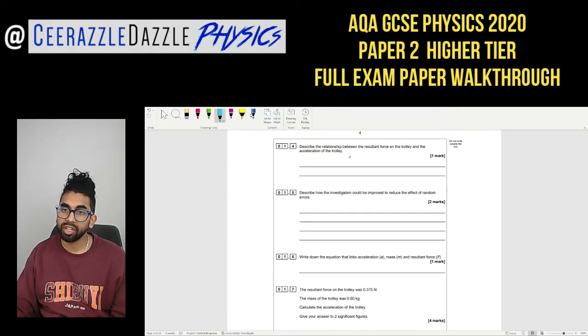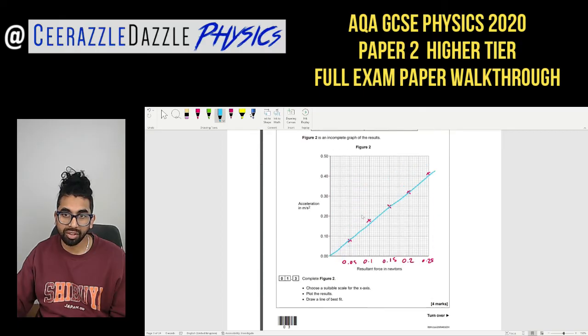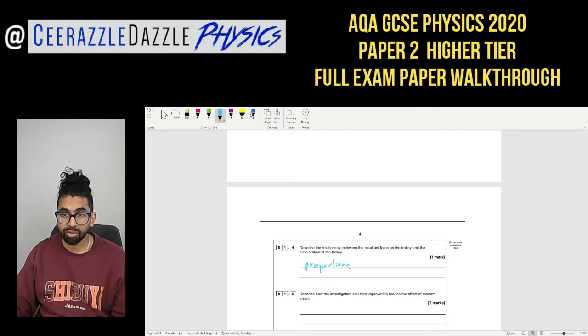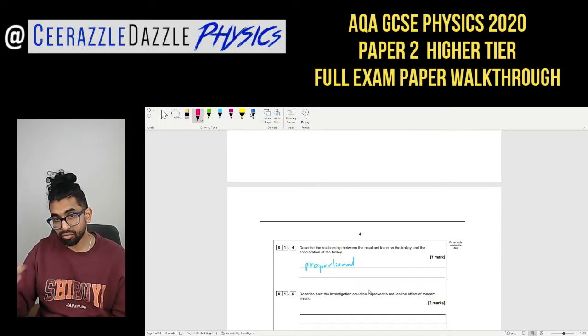1.4. Describe the relationship between the resultant force on the trolley and the acceleration of the trolley. Well, you know that as one goes up, the other one goes up at a linear rate. So it's proportional, guys. Don't forget, direct proportional if it's going through 0, 0.